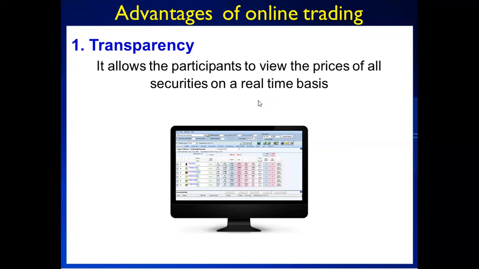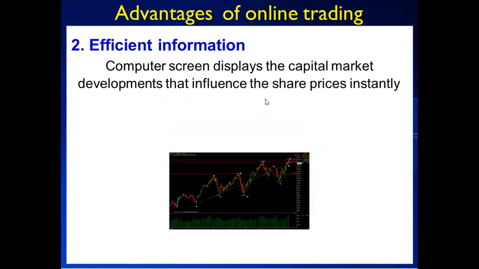Everything is electronic and transparent. You can see everything that is happening for your share, whether you purchased or sold, and what the status of that particular share is in the market. Everything we can know on a real-time basis. It's all efficient information, children. Computer information is very efficient and very transparent.